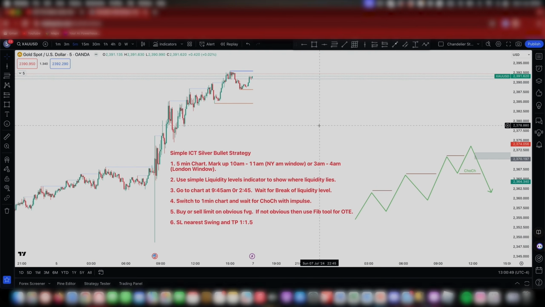Now, you guys might notice that I've got a gold USD chart open, and that's because I'm actually testing an ICT strategy on gold as well, which is actually looking very, very good.